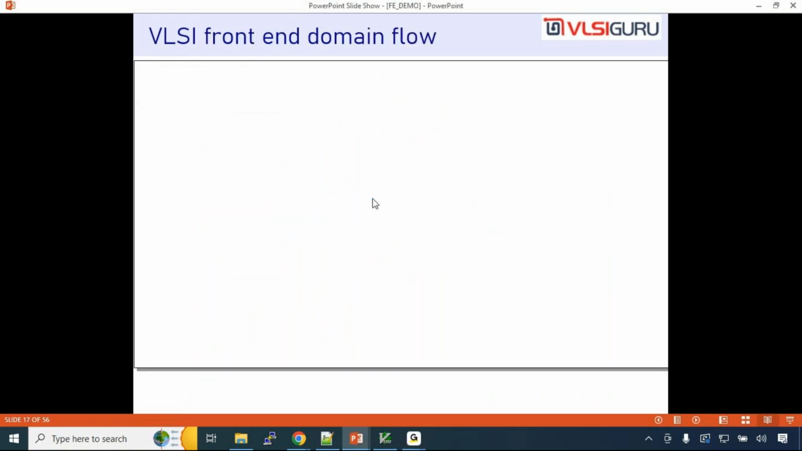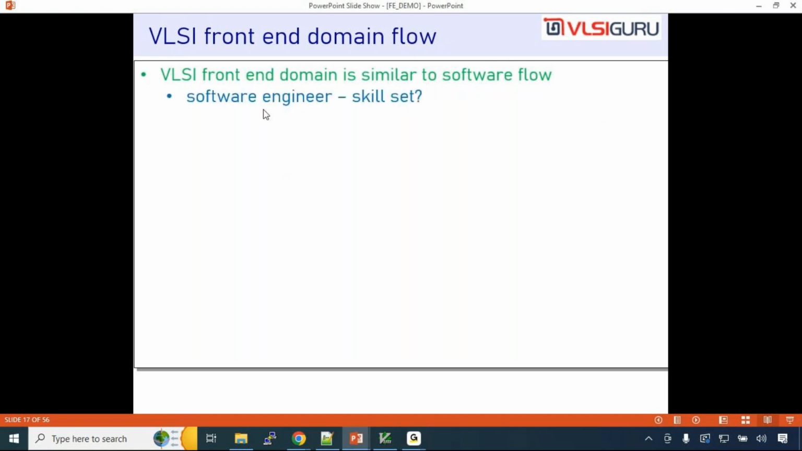So now let us talk about front-end domain flow, because today's demo session is what? Front-end domain. Let's talk about front-end domain flow topics. Front-end domain flow is similar to software flow. Like what a software engineer does, it is similar to that. What is the skill set of a software engineer?